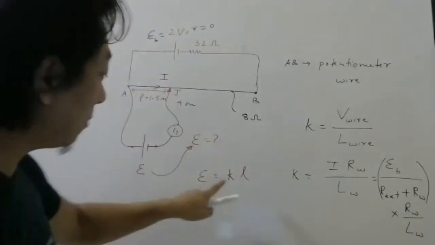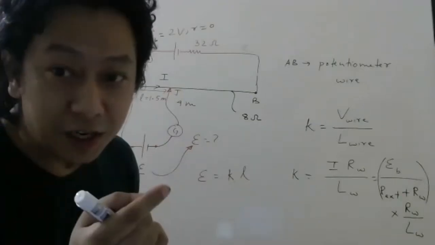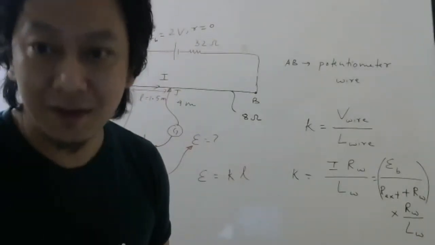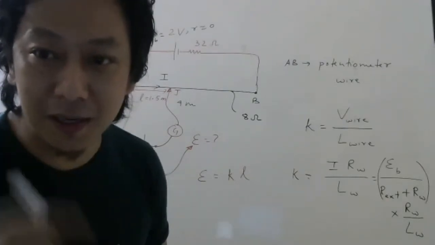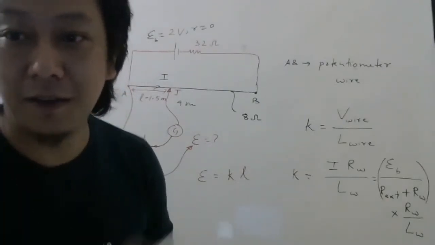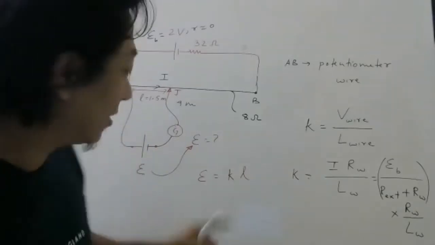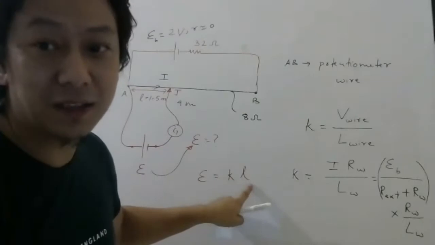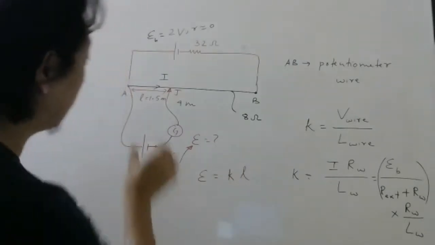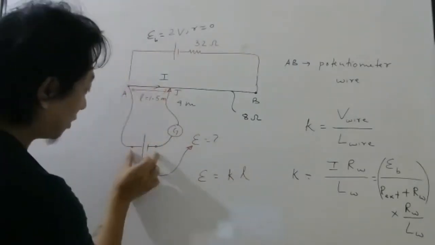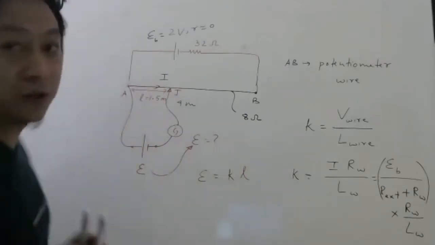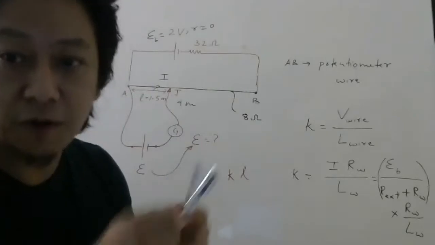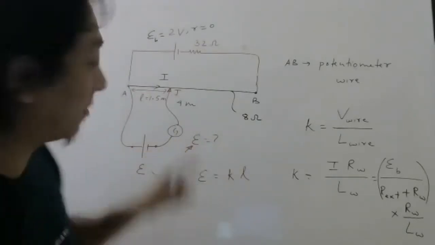Yes or no? Why? Because K is what? Potential difference per unit length, into length. Cost per unit apple into the number of apples gives you the cost of those apples. So this is potential difference per unit length into length, which will give you the potential difference for this length. So if this potential difference equals this potential difference, then current will not flow. So that is what you have to do. You have to try to find the balance length.